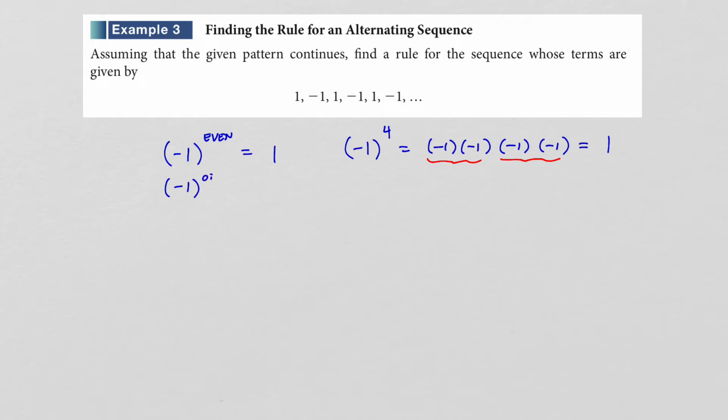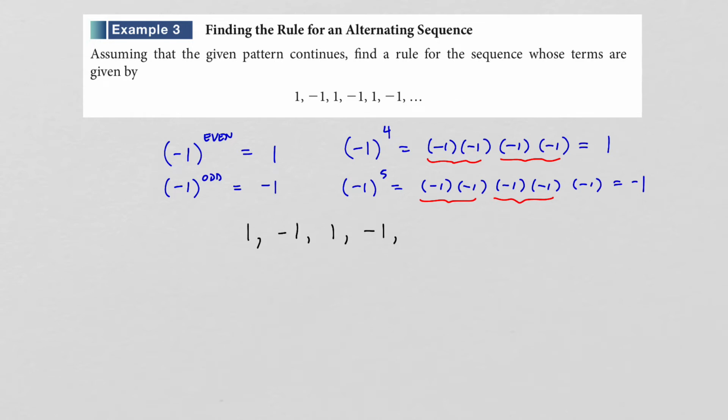Likewise, -1 to any odd power is always -1. Just take, for example, -1 to the 5th power, which is 5 factors of -1. Now, once again, every pair of -1s that you multiply together will be positive, but there's always going to be one factor of -1 left over, which makes your answer negative. So when you see a sequence of numbers like 1, -1, 1, -1, 1, -1, etc., you just need to think about these as even and odd powers of -1.